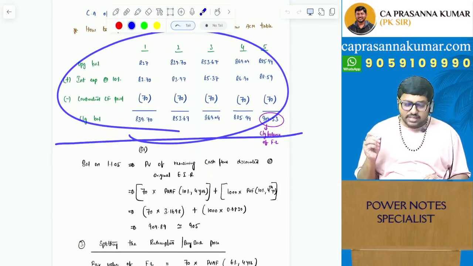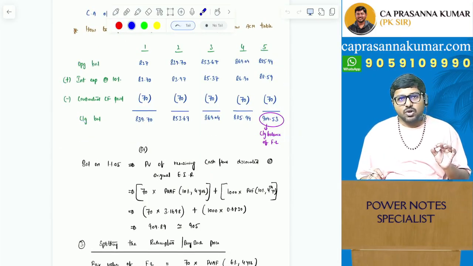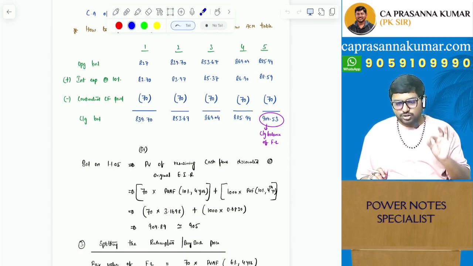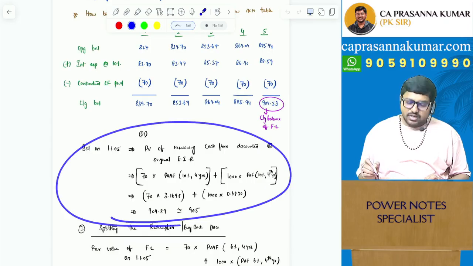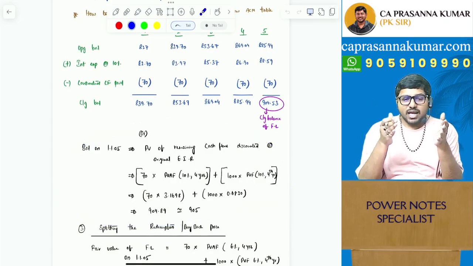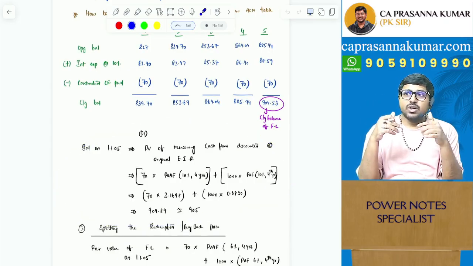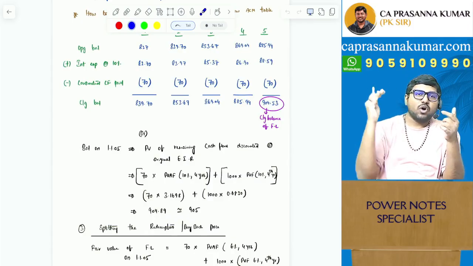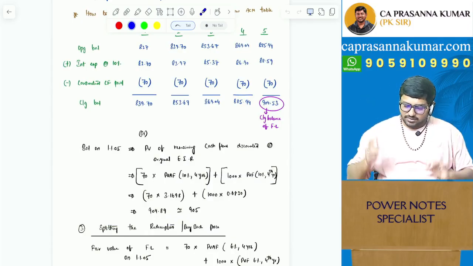One is the routine amortized cost way to find out the carrying amount or the book value of your financial liability part of the compound financial instrument. Or this is the new way, where at any given point of time, the carrying amount of a financial liability is equal to the discounted value of the future contractual cash flows. There ends the matter. Okay.